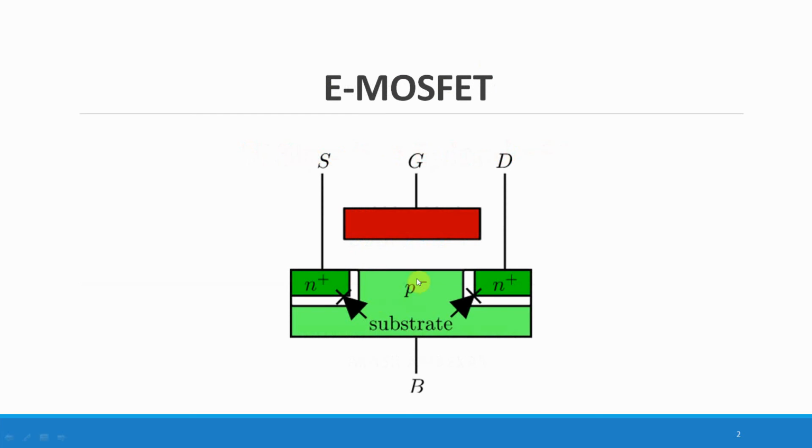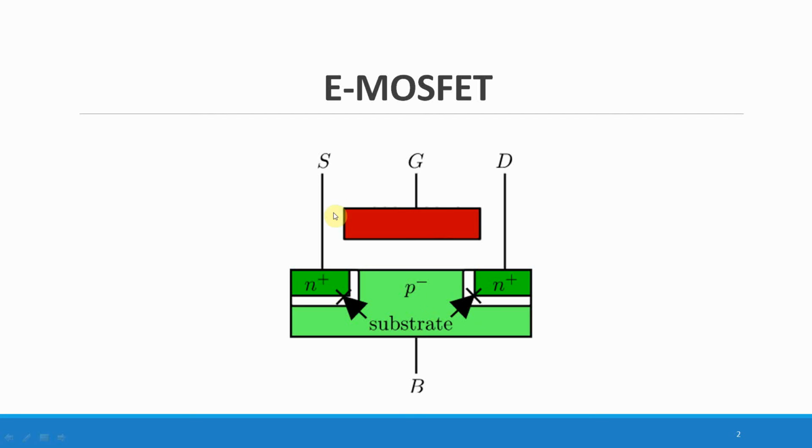Firstly, this is the n channel enhancement type MOSFET. I have made some little changes in this diagram. We know that there is a SiO2 layer which isolates this gate terminal from the main body, and I have not shown this SiO2 layer. This is the first thing, and you can see the diodes here. You'll ask what are these diodes.